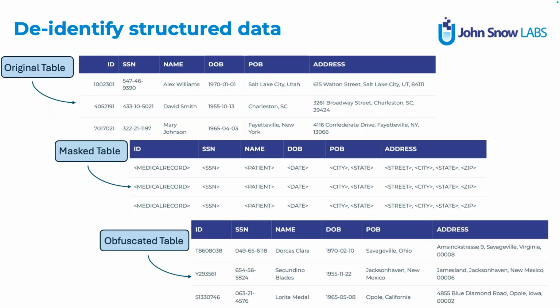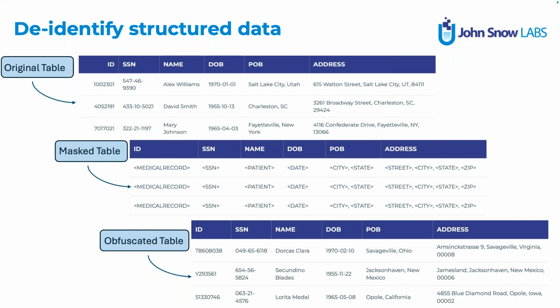De-identify structured data. This slide demonstrates our capabilities in de-identifying structured data, which is crucial for protecting sensitive information in various datasets. Starting with the original table containing identifiable information such as SSN, name, date of birth, POB, and address. And then we see the masked table.